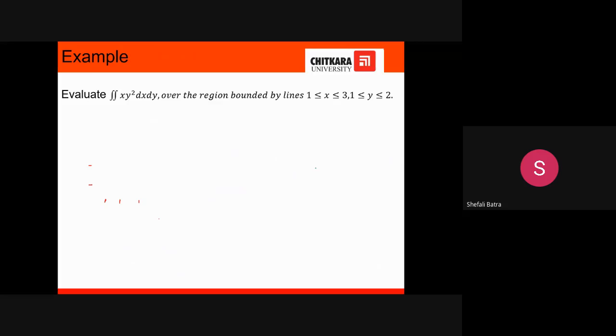Now, we have an example. Evaluate the double integration of x y square dx dy over the region bounded by the lines x less than or equal to 3 and greater than or equal to 1, y less than or equal to 2 and greater than or equal to 1. See, here the region is given, limits are not given to you, right? So now you will write the limits.